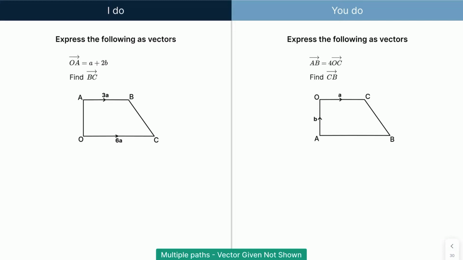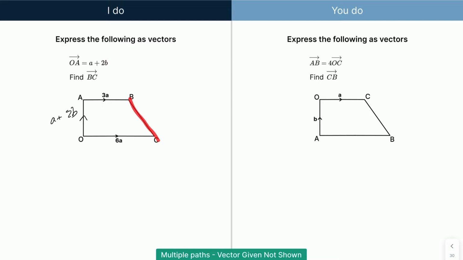And moving on. So we are now looking at vectors with multiple paths, where a vector might be given and not shown. And you can see, I've put that at the bottom of the slide so you know what kind of example it is. So reading this question, it says O to A. Let's label that on. So it's saying going from O to A, so that's that direction there, making sure we get the direction right. That's A plus 2B. The question tells us that right here. And then it's saying find BC.